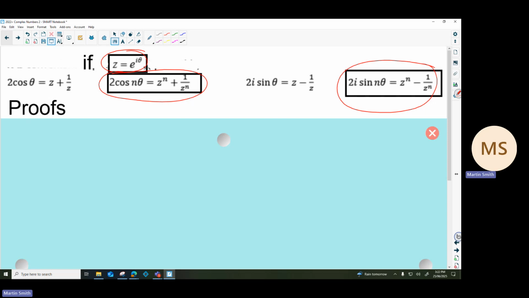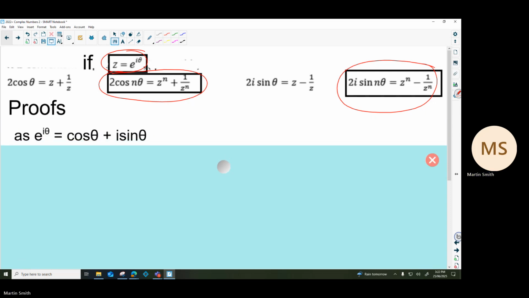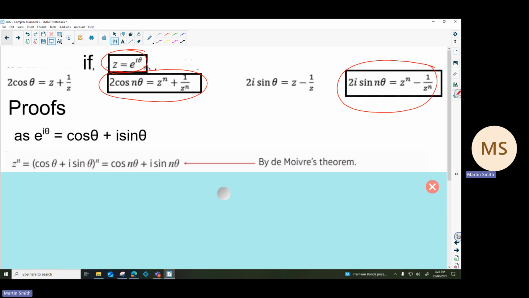I'm going to do them both at once, basically. So here's how they come about. I know that z is e to the i theta, and I know that e to the i theta is cos theta plus i sine theta from what we've done previously. So consequently, z to the n is cos theta plus i sine theta in brackets to the power n, which is equal to cos n theta plus i sin n theta. That is by de Moivre's theorem. That's what z to the n is.